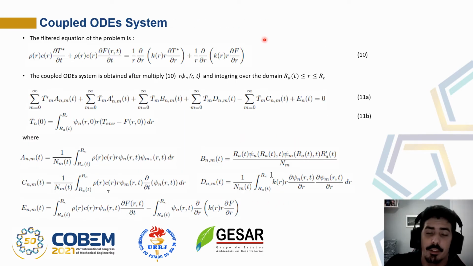The future equation of the problem is the equation that I showed before, after applying the filter in the heat conduction equation. The coupled ODE system is obtained after multiplying both sides of this equation by RC and integrating over the domain RA and RC. And this is the coupled ODE, and this is the initial condition, and this is the definition of those terms here. And all of those terms are solved analytically.